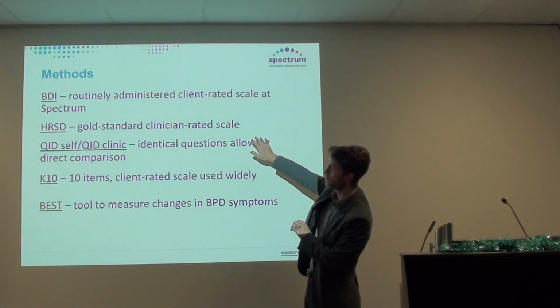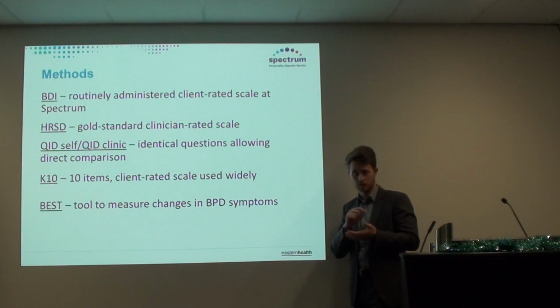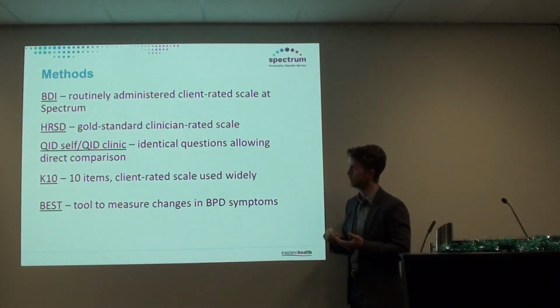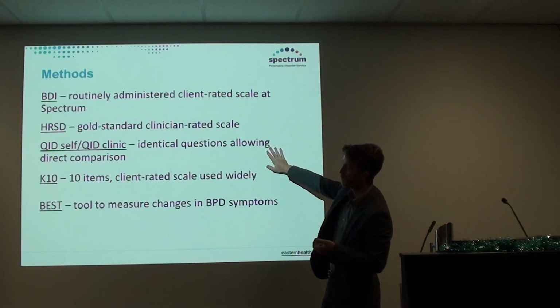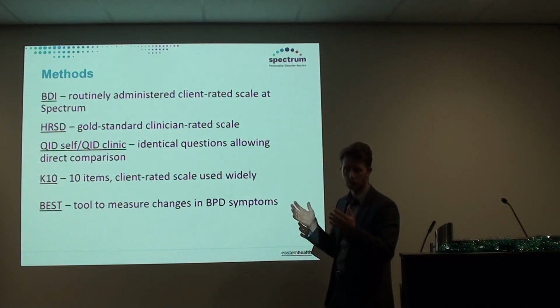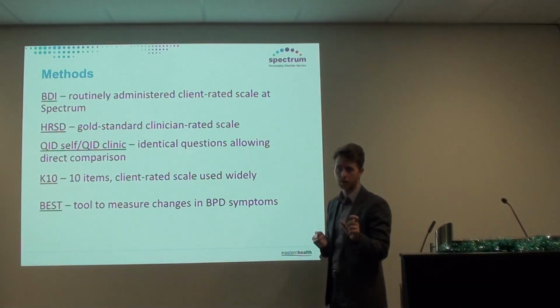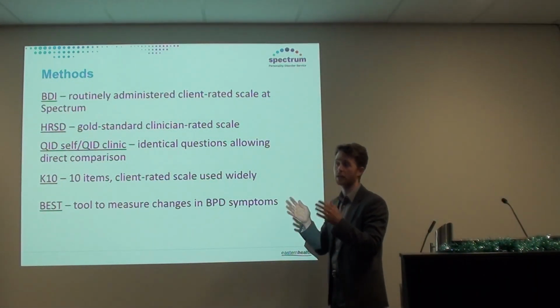The other one that I've administered is the Hamilton Rating Scale of Depression. That's a clinician rated scale, so that's the one I've got in my hands. The third one here is the Quick Inventory of Depression. Now, this one's been included as a type of control. So the Quick has both a client rated and a clinician rated scale that have the same questions.